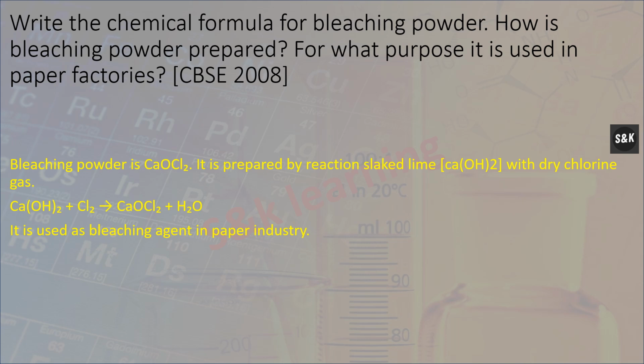Write the chemical formula for bleaching powder. How is bleaching powder prepared? So bleaching powder is CaOCl2. It is prepared by the reaction of slaked lime with dry chlorine gas.